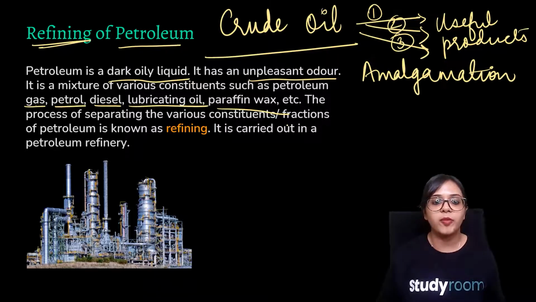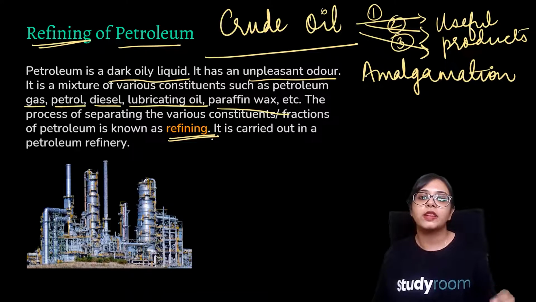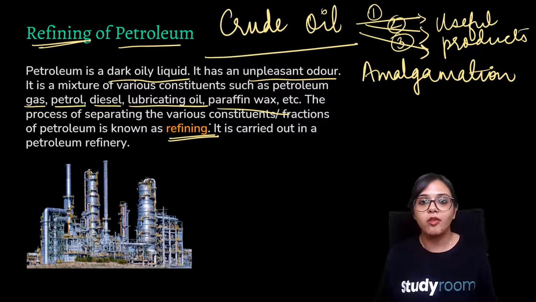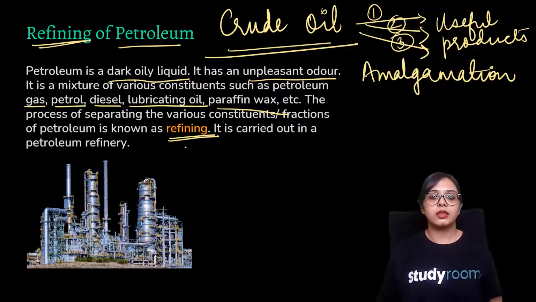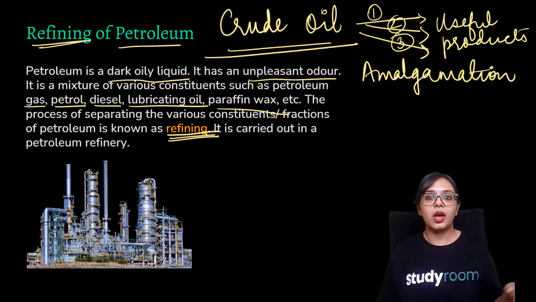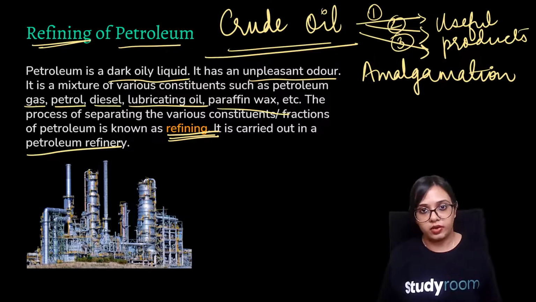So the same thing that I've been repeating: refining is the process through which these individual constituents are separated from this amalgamation of crude oil. And since the process has been named refining, the industrial plant or the factory where this is occurring is known as a petroleum refinery. All right.